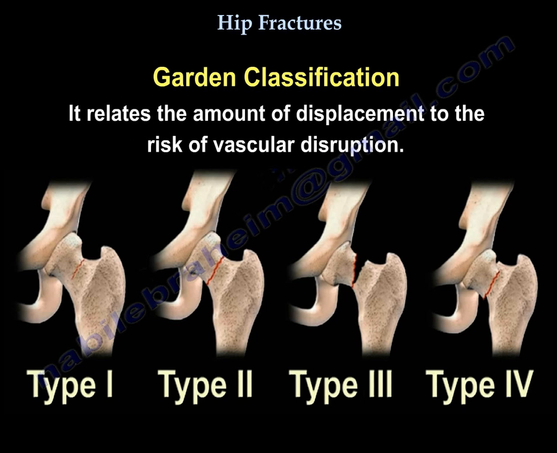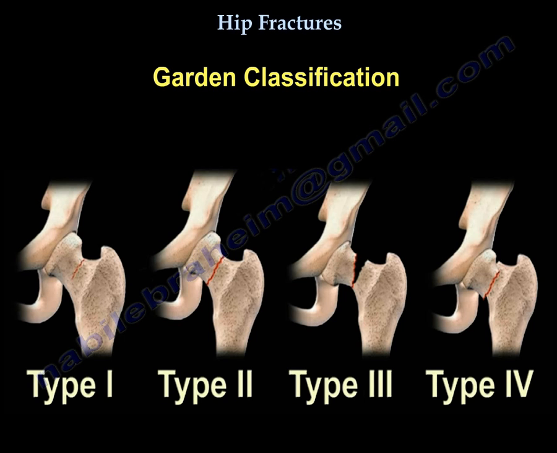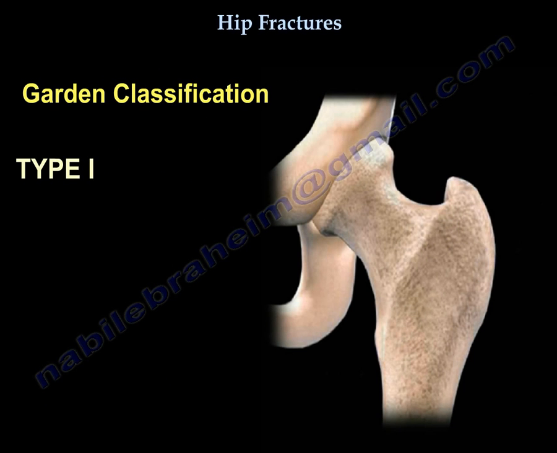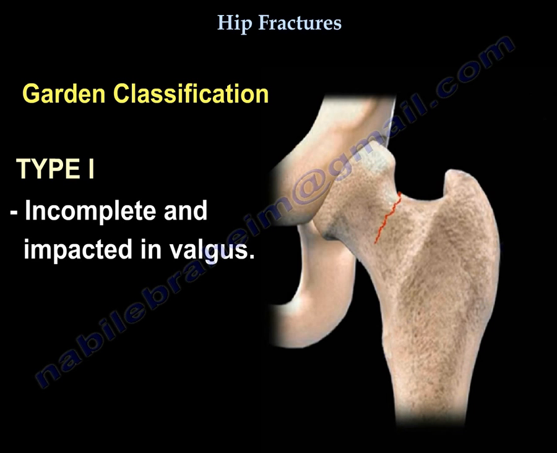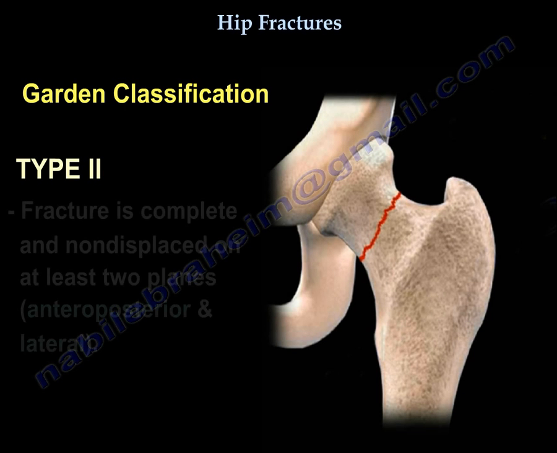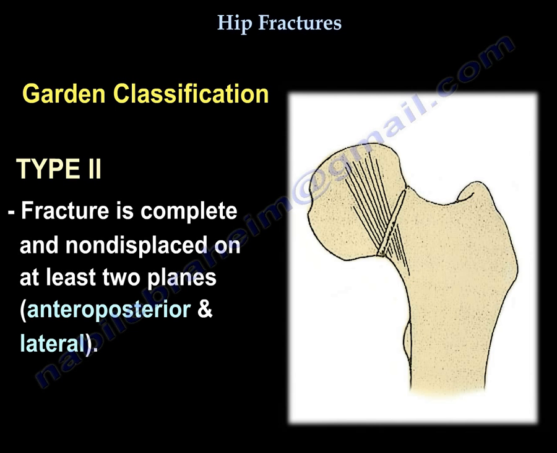It really relates the amount of displacement to the risk of vascular disruption. This classification applies to the geriatric and insufficiency fractures. They classify the fracture into two groups, non-displaced type 1 and type 2, and displaced type 3 and type 4. Type 1, incomplete fracture and impacted in valgus. Type 2, the fracture is complete and non-displaced on at least two planes, the AP and the lateral.